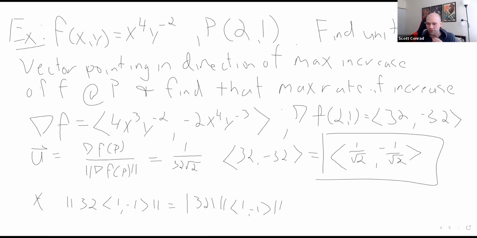In other words, a unit vector pointing in the direction of the gradient. And the max rate of increase is just the magnitude of the gradient, which we just said is 32 root 2.